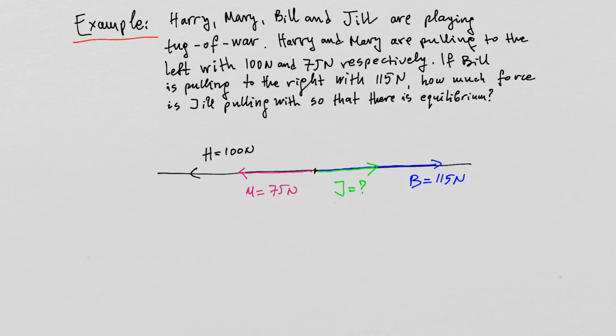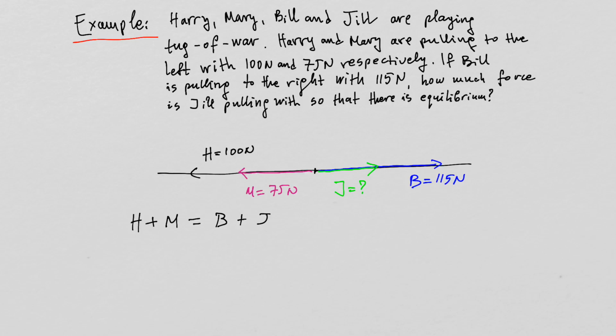Okay, so since this is equilibrium, that means that the sum of all forces pulling in one direction must be equal to the sum of all forces pulling in the opposite direction, which means that the sum of the forces with which Harry and Mary are pulling to the left must be equal to the sum of forces with which Bill and Jill are pulling to the right. So let's write this down. And I'm going to use the first letters of their names as the names of the forces.